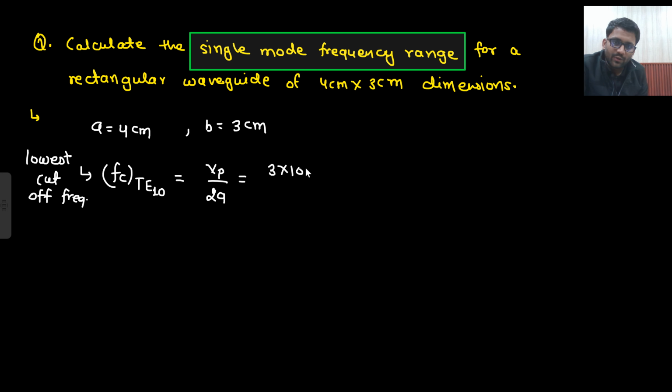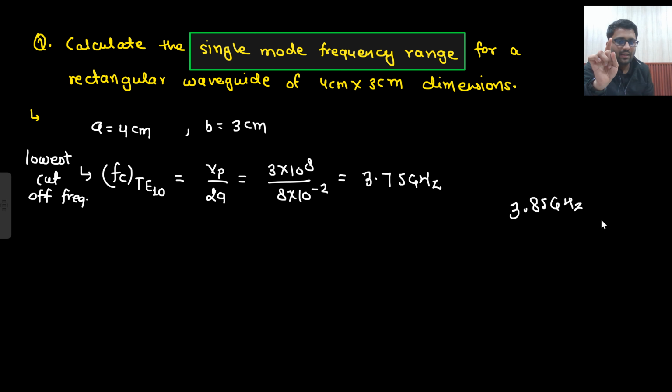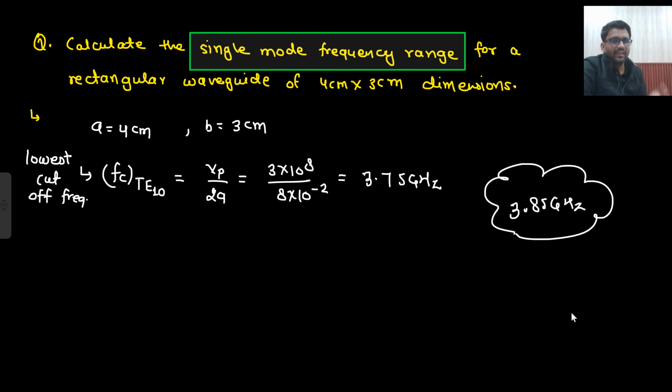So 3 into 10 to the power 8 divided by 8 into 10 to the power minus 2. So 30 by 8, which is very simple, but still I will use the calculator. 3.75 gigahertz. So that means if I apply 3.85 gigahertz as my EM wave frequency, then certainly TE10 mode will propagate. And now what do they want?